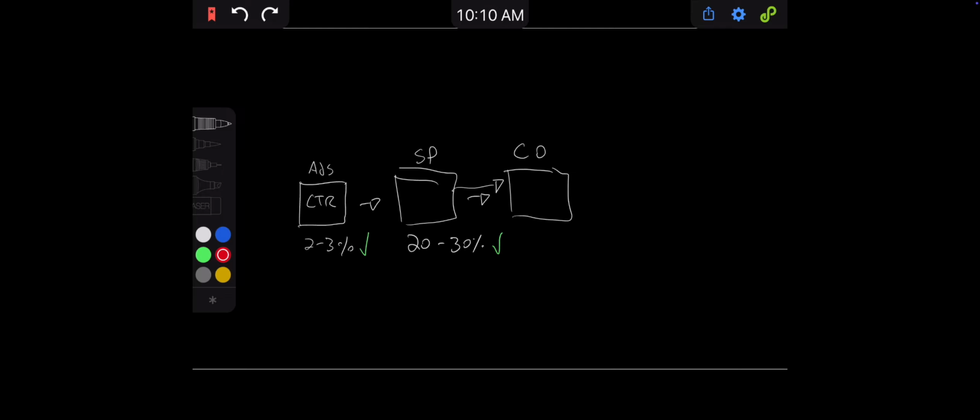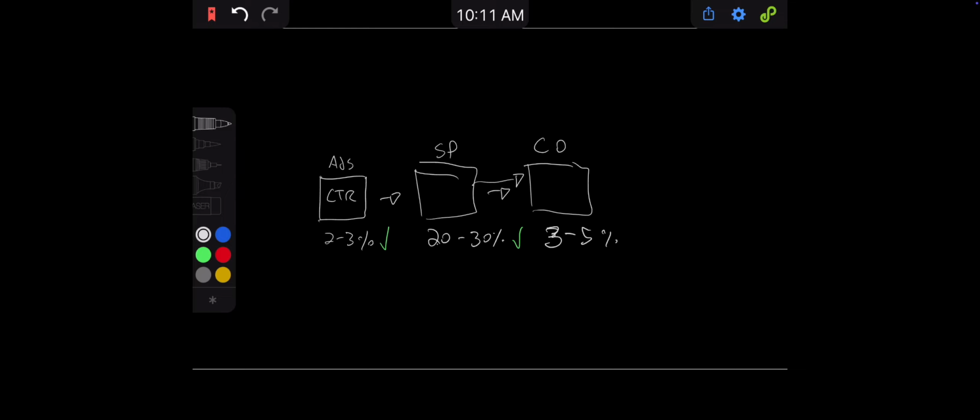So what we're really looking for on our checkout page is a conversion rate of between 3 to 5%. So 3 to 5% of this 20 to 30% should be converting into sales. If it's lower than that, then we can determine where our bottleneck is. In this case, it's probably the checkout page. So these are sort of the baselines that I'm after when I'm looking at my data.